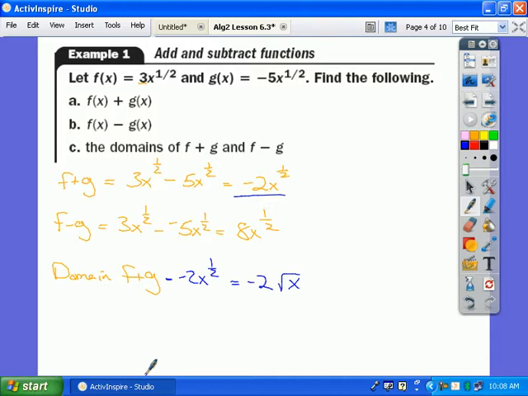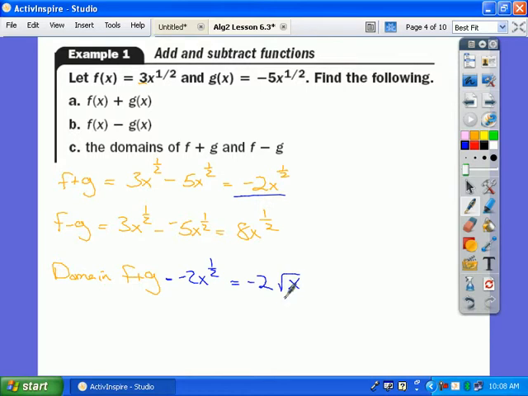So for instance, can I plug in 1? Am I allowed to take the square root of 1? Am I allowed to take the square root of 0? In the real number system, yeah, square root of 0 is just 0. Am I allowed to take the square root of negative 1? Well, not in the real number system. In the real number system, we can't. And so, for all purposes, we're talking about domain as reference to the real number system.